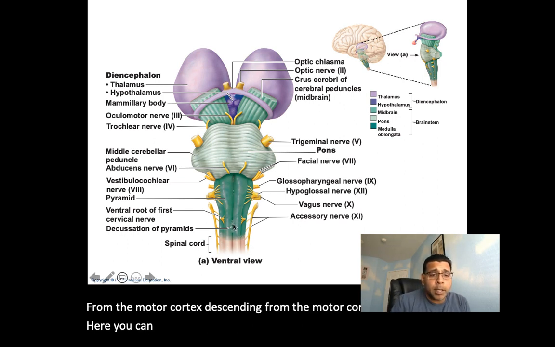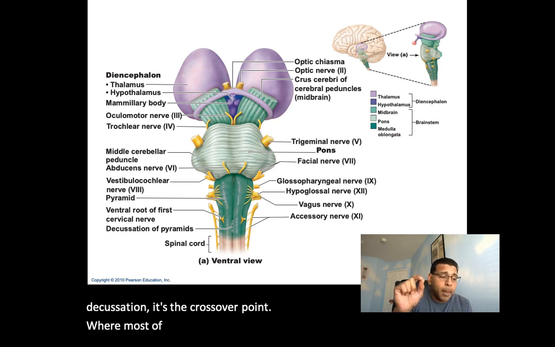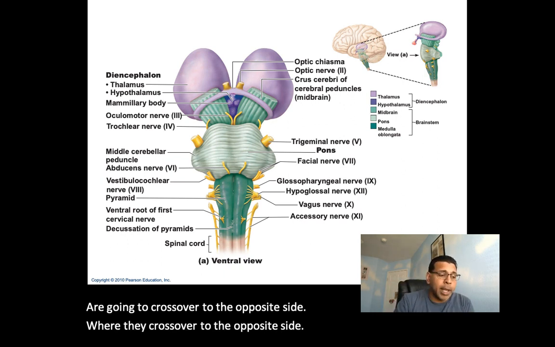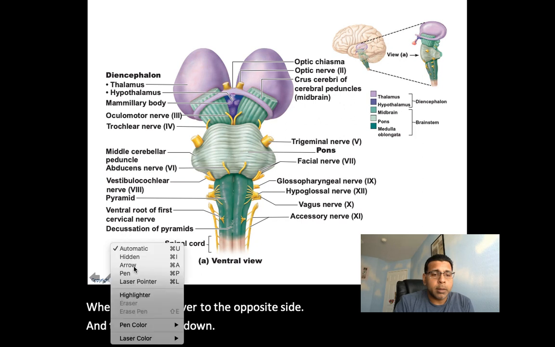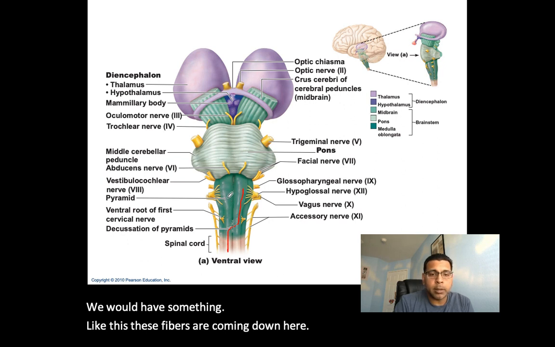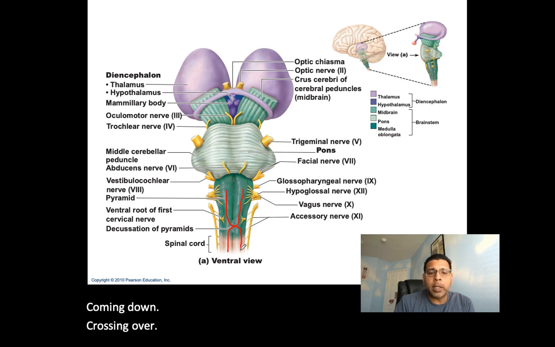Here you can also appreciate the decussation of the pyramids. Decussation is the crossover point where most of those fibers cross over to the opposite side and then continue down the spinal cord. So we would have something like this. These fibers are coming down here, crossing over, and then coming down on that side. Fibers from this side are coming down, crossing over, and making their way down the spinal cord on that side.